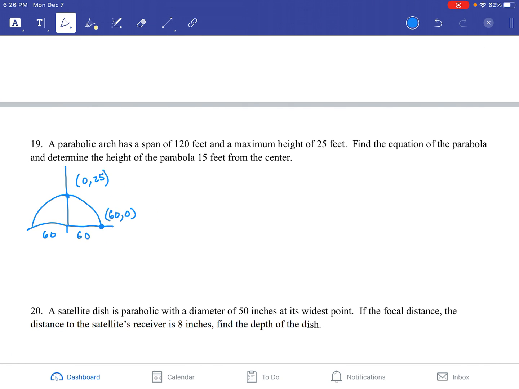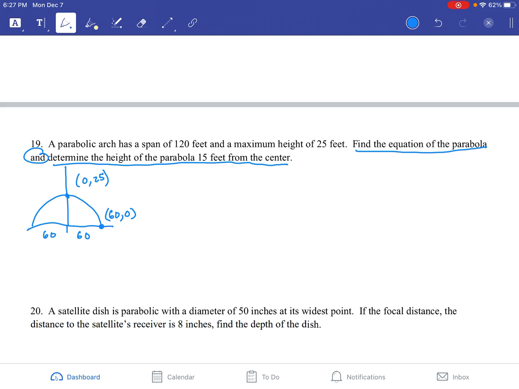We want to do two things. We want to find the equation of the parabola and determine the height of the parabola 15 feet from the center. Those are the two things we have to do for this problem. So let's do the first one by finding the equation of the parabola.